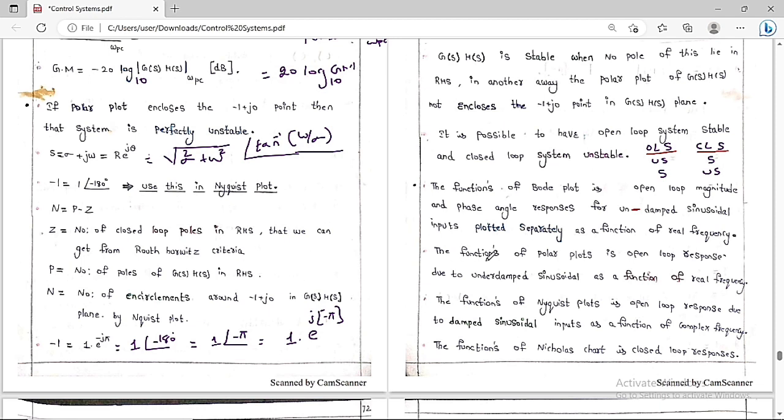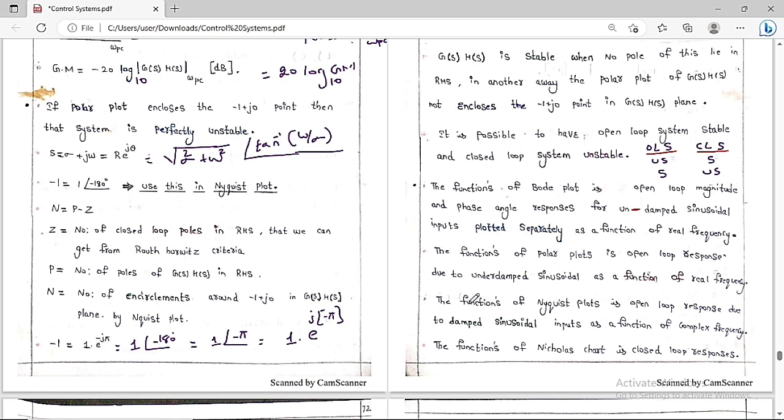The next point is, the function of the polar plot is the open loop response due to undamped sinusoidal input as a function of real frequency. I've already told you, in the case of polar plots, for the open loop transfer function, we take the magnitude and the phase angle and plot this locus diagram, with omega varying from 0 to infinity.